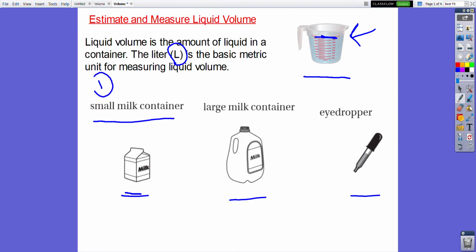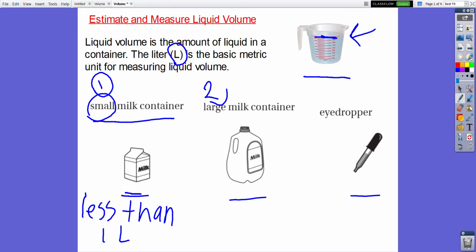Look at example 1, a small milk container. Do you think this small milk container holds more than 1 liter, less than 1 liter, or about 1 liter? I will compare the size of a small milk container with the real beaker, of course. This one is less than, because it says small. So I will say less than 1 liter.